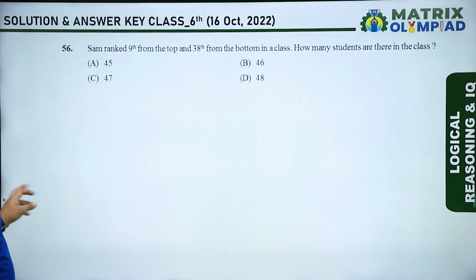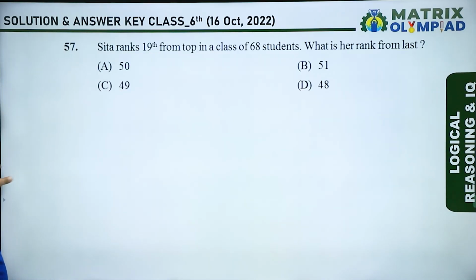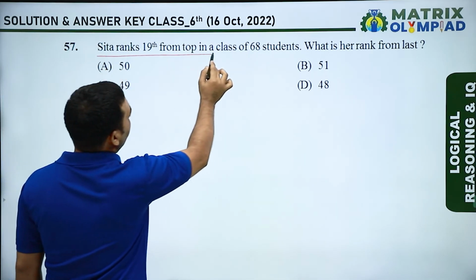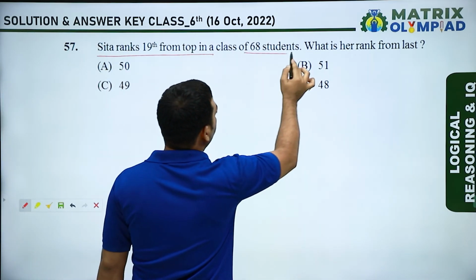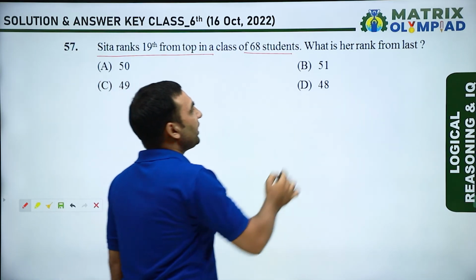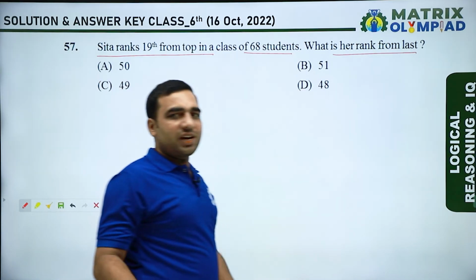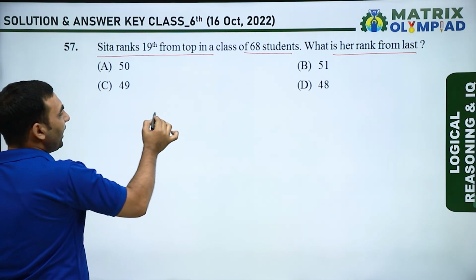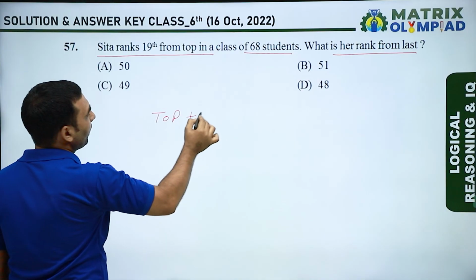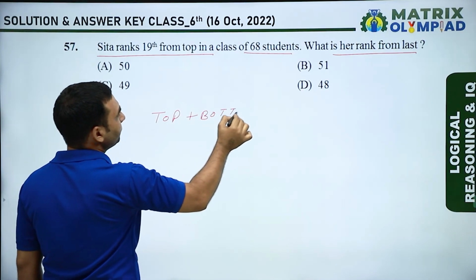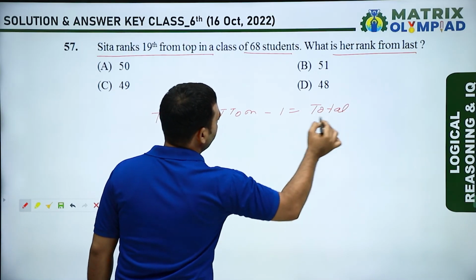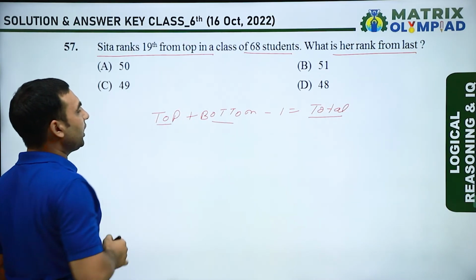Next question. This question is from ranking and order. Sita ranks 19th from the top in a class of 68 students. What is her rank from last? Last means bottom and starting means front. Our formula is top plus bottom minus 1 equals total. We have three terms: top, bottom and total.